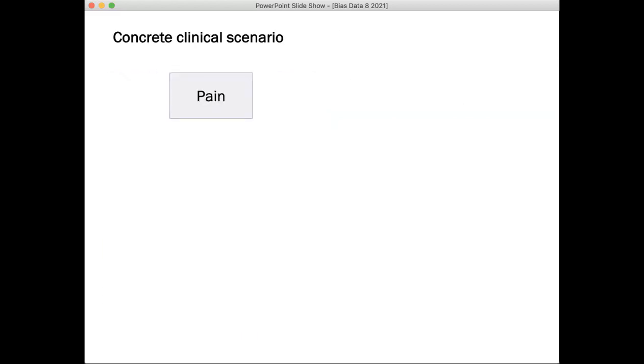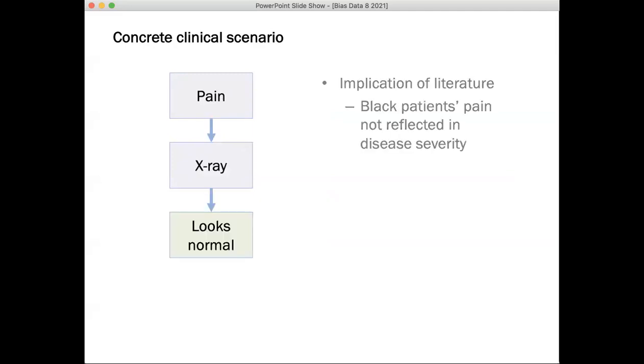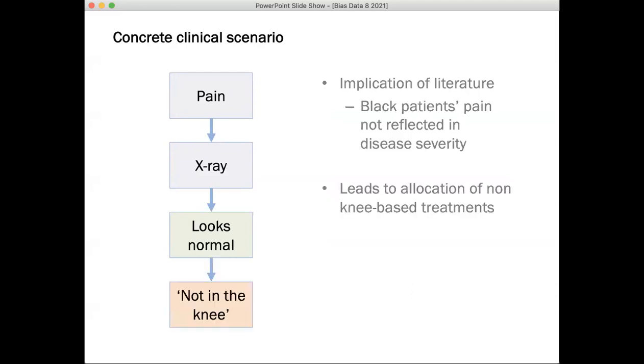So let me just walk through a concrete scenario to give you a sense of how that plays out in the clinic. A patient walks into your office, you're a primary care doctor, with pain in her knee. You say, okay, well, better get an x-ray and see what's going on in your knee. And what this literature says is that if that patient is Black, it's more likely that the radiologist is going to send you back a report that says, well, the knee looks okay. So what are you going to think? Well, you're going to say, the knee looks fine. I'm going to pursue these other things. Maybe it's stress, maybe it's anxiety or depression, maybe it's something else. And you're not going to refer them to an orthopedic surgeon. You're going to refer them to maybe a psychologist, maybe something else that has nothing to do with the knee.